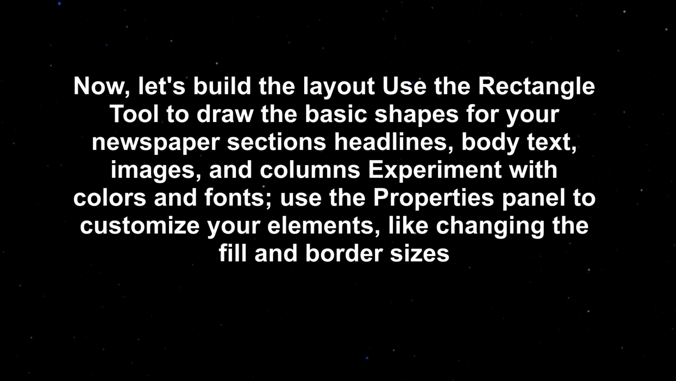Now, let's build the layout. Use the rectangle tool to draw the basic shapes for your newspaper sections, headlines, body text, images, and columns. Experiment with colors and fonts. Use the Properties panel to customize your elements, like changing the fill and border sizes.